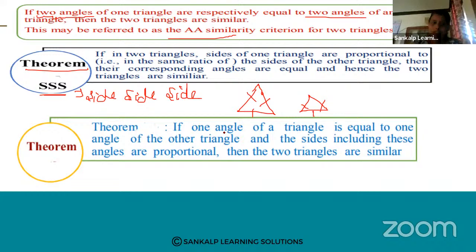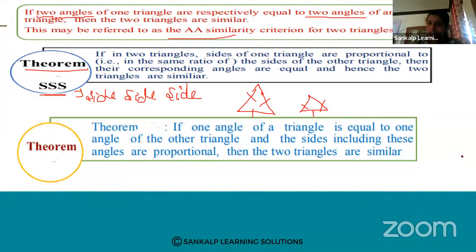Next, if one angle of a triangle is equal to one angle of another triangle and the sides including these angles are proportional, then the two triangles are similar. That means the angles are equal here. Yes, my dear children, observe carefully. How many angles are equal here?